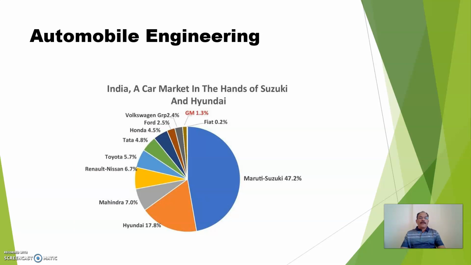Now at present, what is the share of the different companies producing cars in India? Maruti Suzuki has 47.2%, which means near about 50% of the car share is Maruti Suzuki cars. Then second is Hyundai, at 17.8%. Then Mahindra, then Nissan, Toyota, Tata, then Honda, Ford, and Volkswagen, whose market shares are very small.